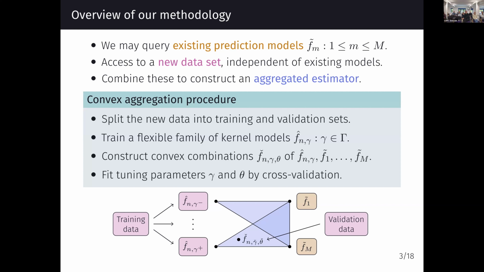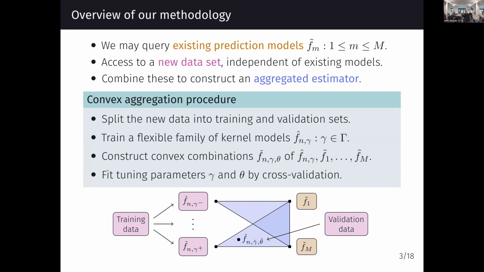Okay, and so our procedure is as follows. We take our new data, and we split this into a training set and a validation set, maybe 50-50 or some other ratio. And then we train a flexible family of models just using the new data. The idea of this step is to try to get as much information as we can out of the new data, which might include your new covariate of interest. Maybe this includes your new genetic marker that you want to use. We then construct convex combinations between all of these flexible kernel models that we fitted on the new data and the existing models. So we regularize back towards the model that we know is already reasonably good.